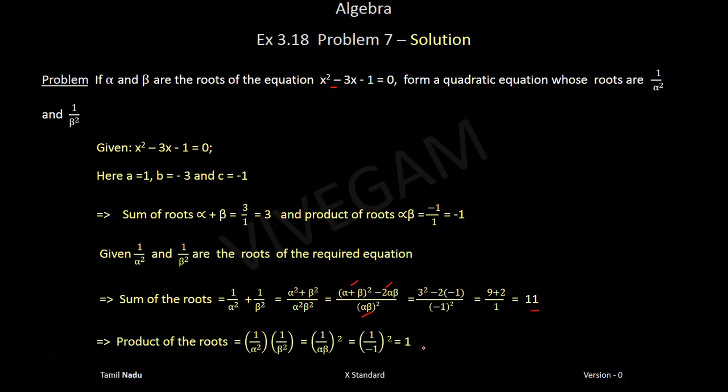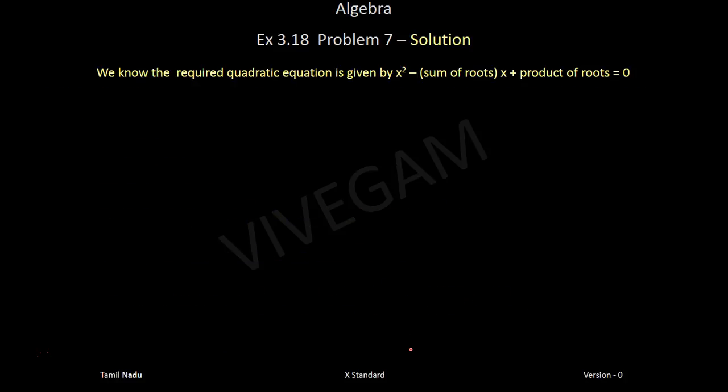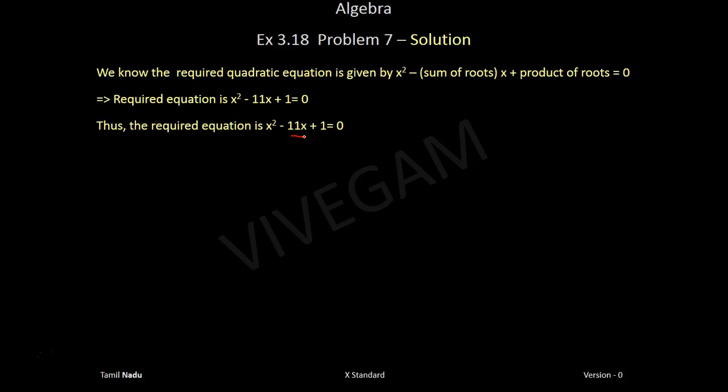Now the product of the roots is 1 by alpha square into 1 by beta square. So that is 1 by alpha beta the whole square, right? And alpha beta, we know that it is minus 1, right? So 1 by minus 1 the whole square, that is 1. Am I right? So now we have the sum of the roots and the product of the roots. So the required quadratic equation is x square minus sum of the roots into x plus product of the roots equal to 0. So substituting those values, you will get x square minus 11x plus 1 is the required equation.